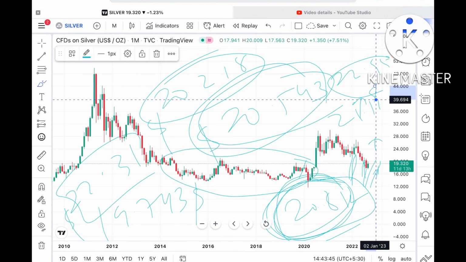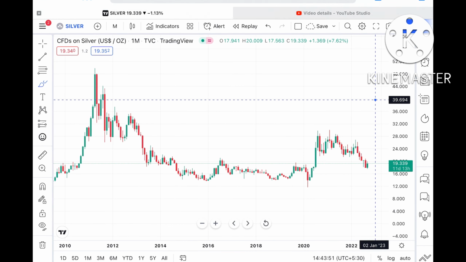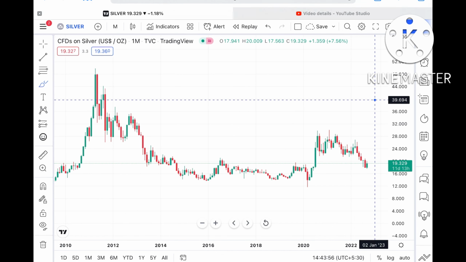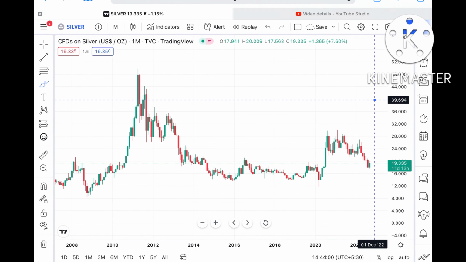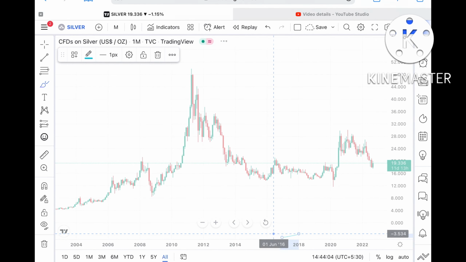Now understand something: if you are investing for a longer view, 5, 10 or 20 years, then it's a good thing, you can invest. But if you are trading, you have to be very careful. And for investing also, you have to be careful, because as you know, if you look, I'll show you a chart.